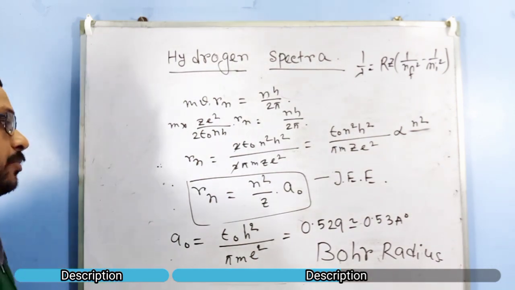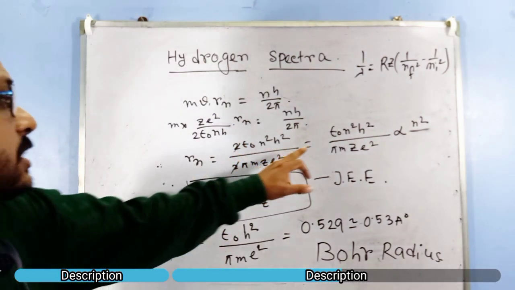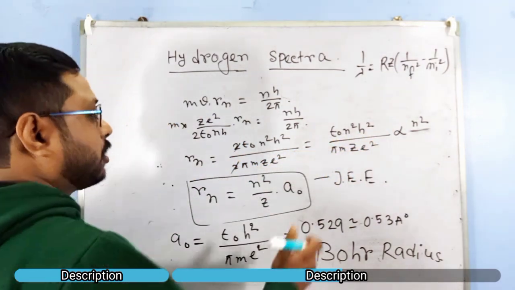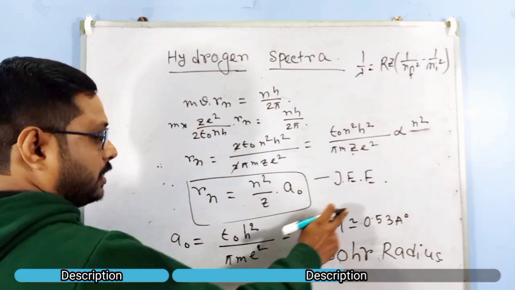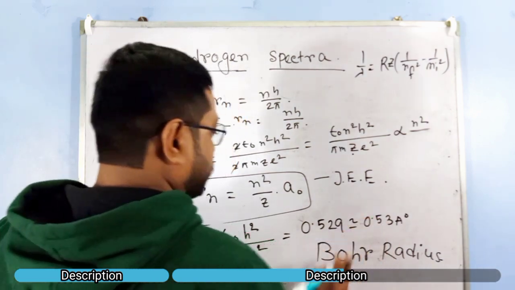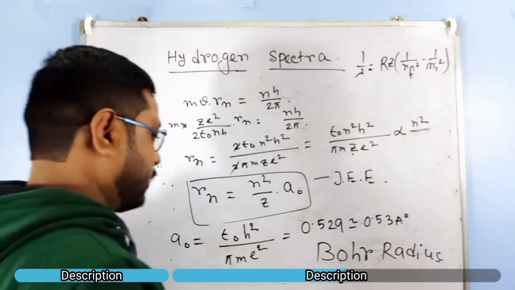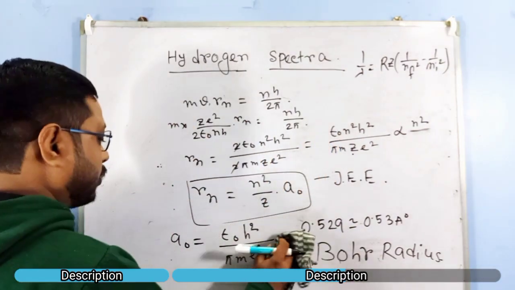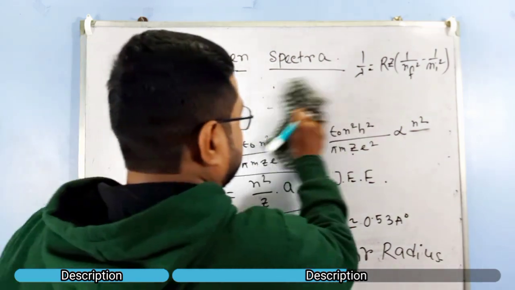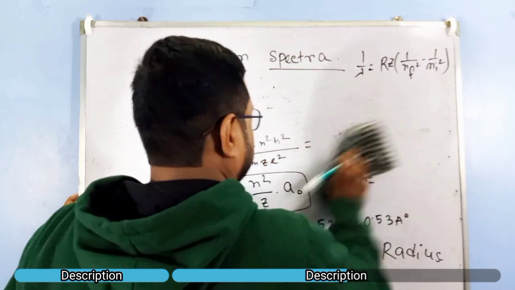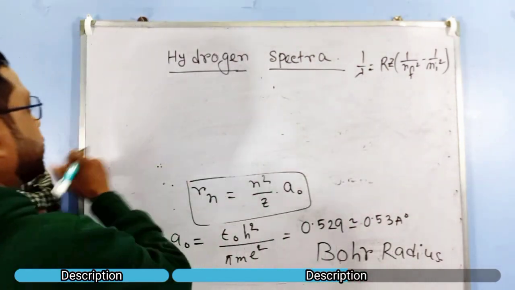We can evaluate it from this formula also, that is, for the first Bohr orbit n equal to 1 and for hydrogen Z equal to 1, we can get this value, and the value of Bohr radius is 0.53 angstrom. Now we can go with the expression of energy. First, kinetic energy.